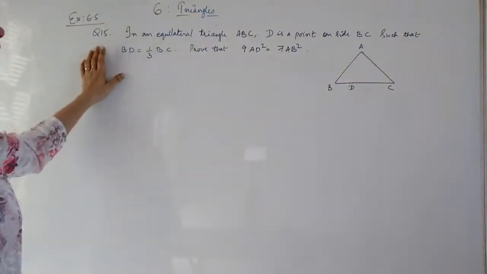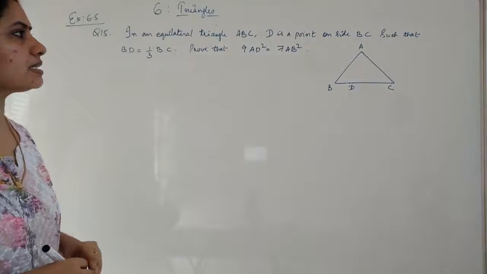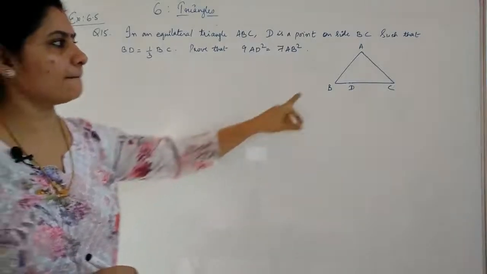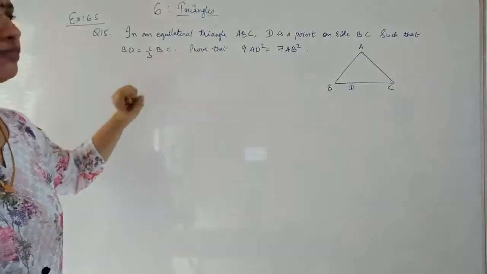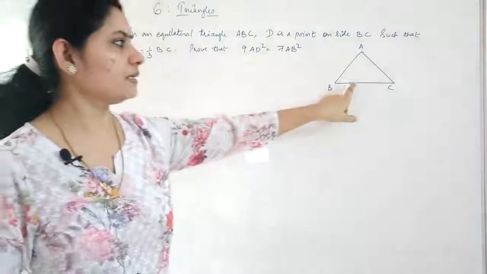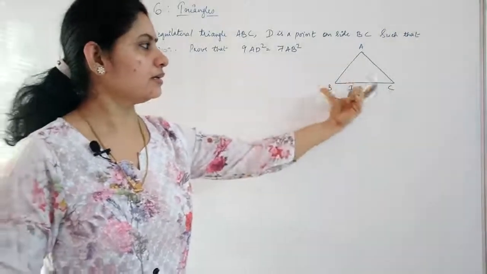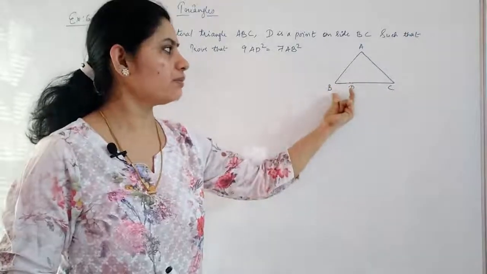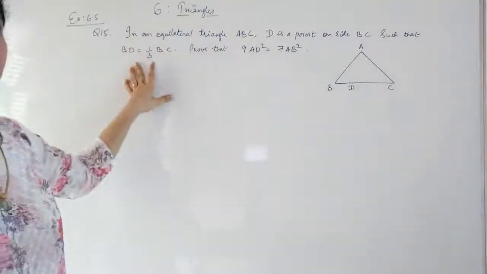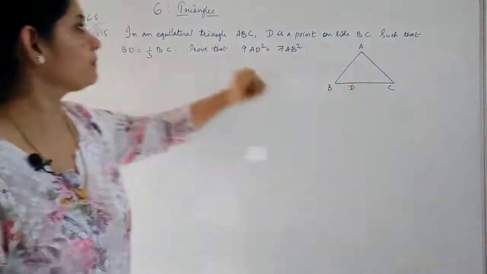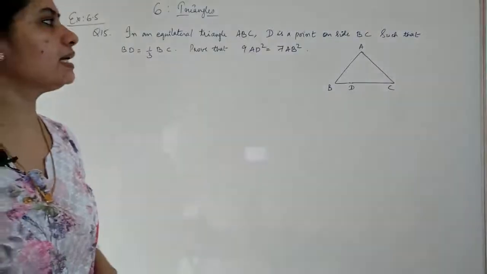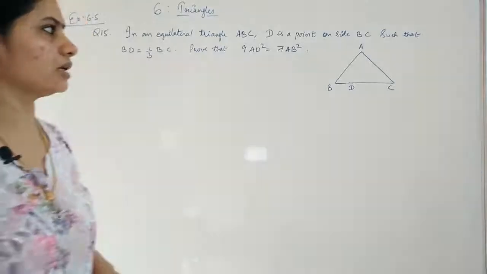Question number 15. In an equilateral triangle ABC, D is a point on BC such that BD is 1 by 3 times of BC. So we have taken D in such a manner that BC is divided into 3 parts and one of the part is your BD. It is 1 by 3 of BC. Okay, so I have taken D somewhat here. And you have to prove that 9AD square is equal to 7AB square.